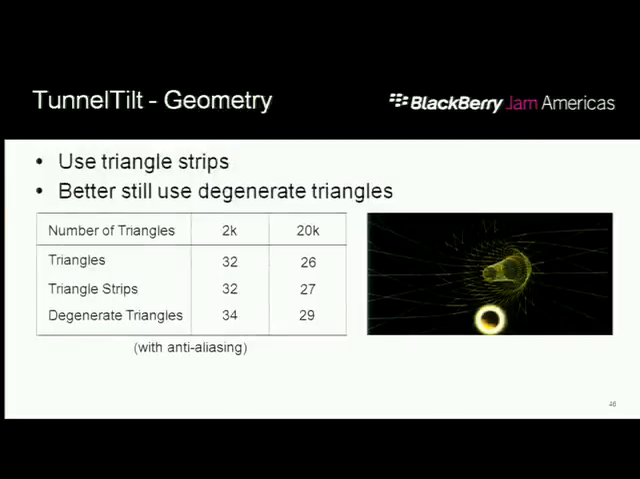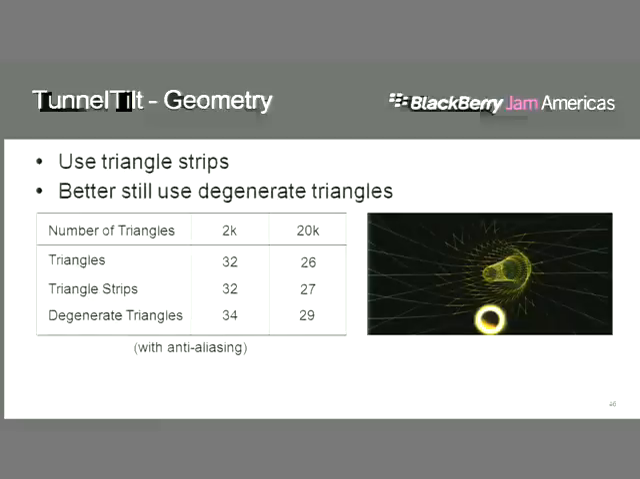Another thing that we did, which is pretty common, is we used triangle strips instead of just using triangles, and we used degenerate triangles. Better, yeah, I said better still. As you can see, the degenerate triangles gave us a bit of a performance improvement, but triangle strips, unless we really made a very dense tunnel, didn't really make that much of a difference for us.